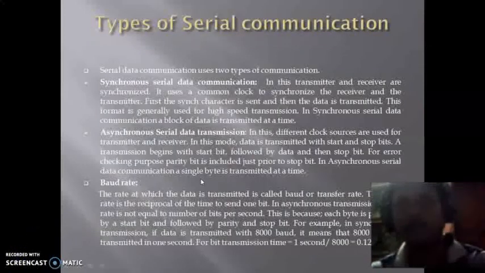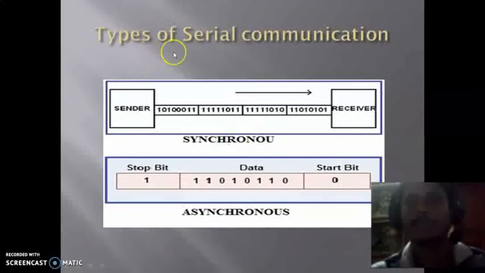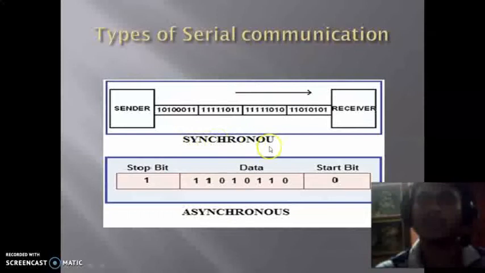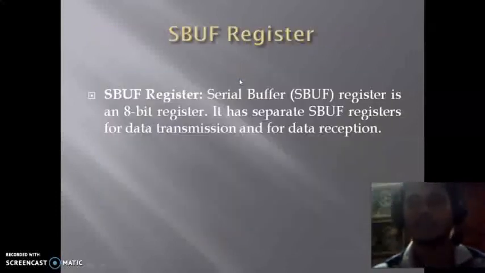Next, the types of serial communication: how it happens in synchronous communication, the sender sends data to the receiver, so a block of data is sent. But in asynchronous communication, a start bit and a stop bit are there, and in between them 8 bits of data are sent to the receiver. So these are the types of serial communications.